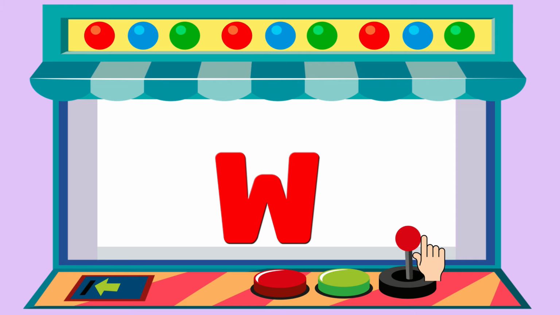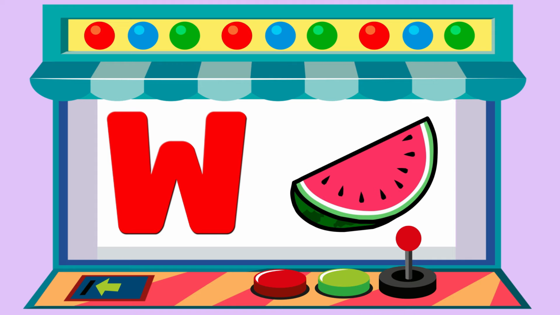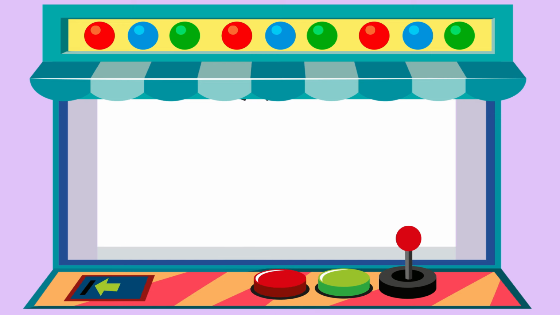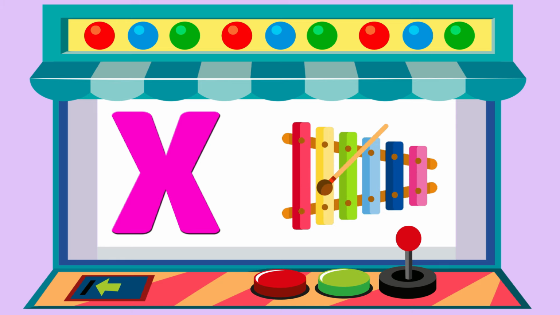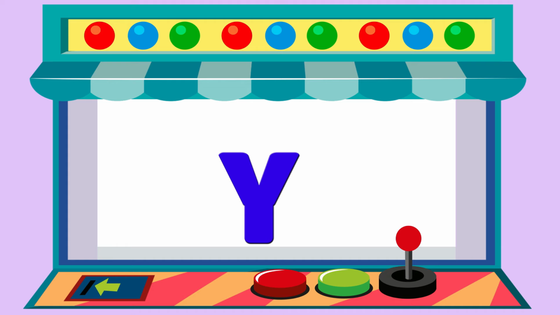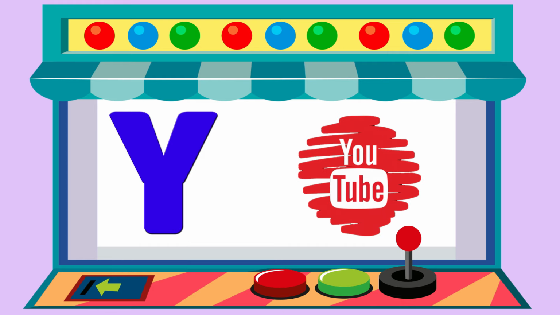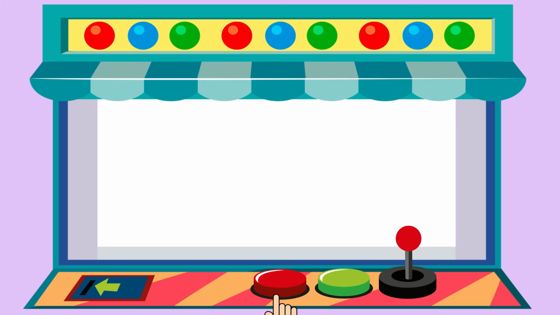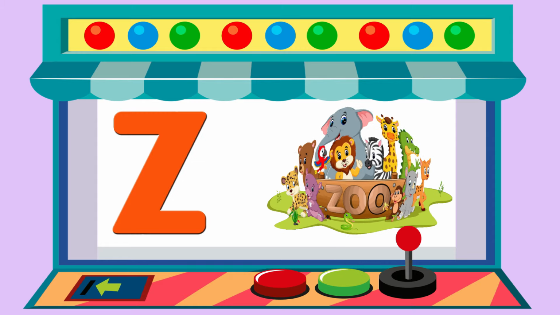W. W for watermelon. X. X for xylophone. Y. Y for YouTube. Z. Z for zoo.